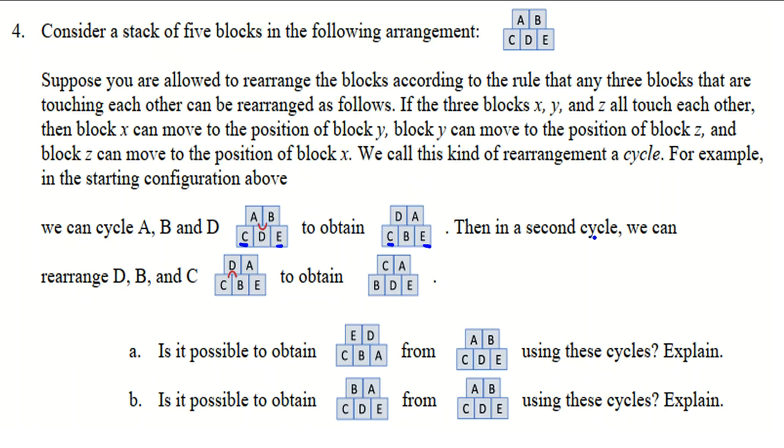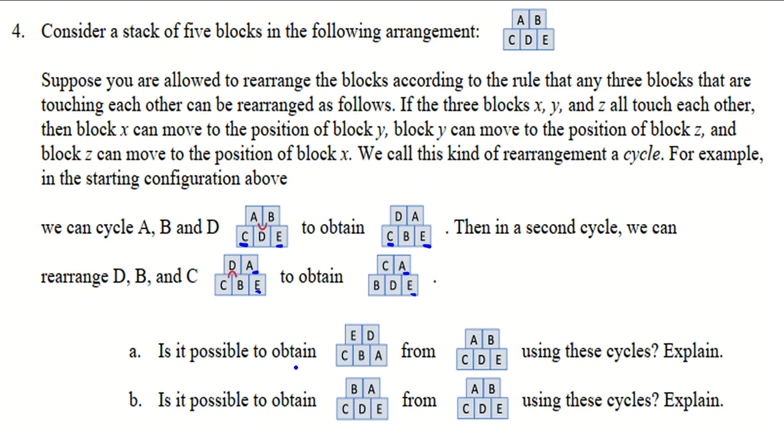And then in the second cycle, we can rearrange D, B, and C here. So D, B, and C. So A and E are here. Their position didn't change. So D here, let's see, again clockwise. D goes to B's position, B to here, and C to here. So that was the definition of the problem.